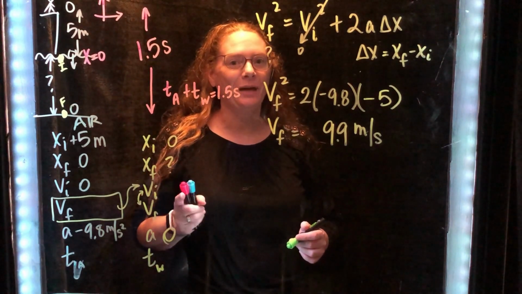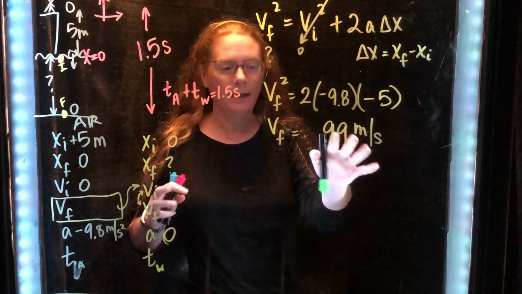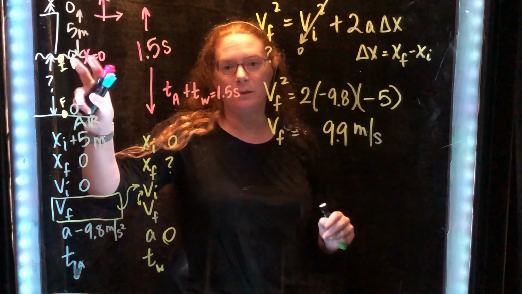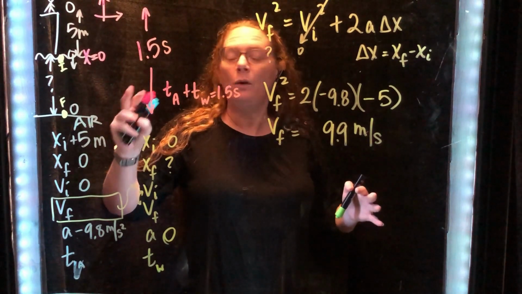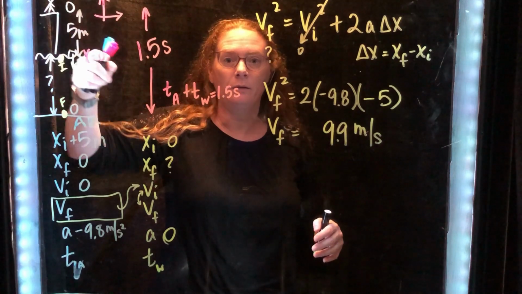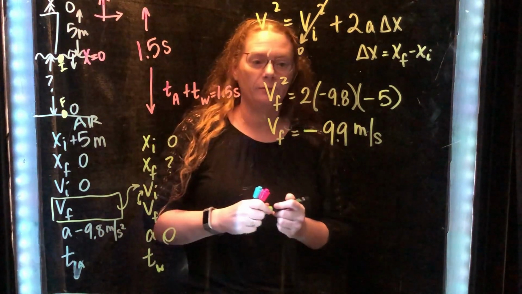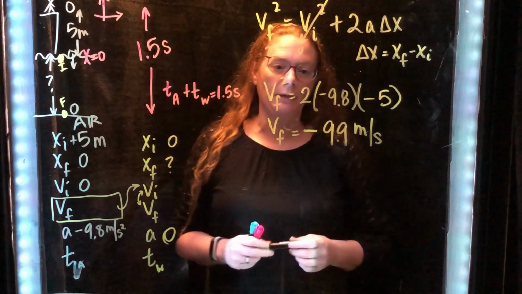When we take a square root, we have to stop and say, I have 2 roots. This could be a positive 9.9 or a negative 9.9. Given my situation, given the physical situation, what makes sense here? Well, my final velocity, when it's about to hit the water, is going downwards. I choose the negative root. So my final velocity is negative 9.9 meters per second.